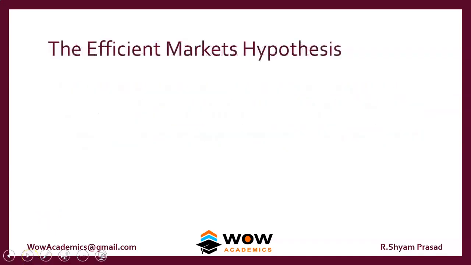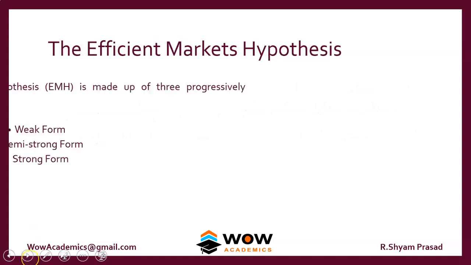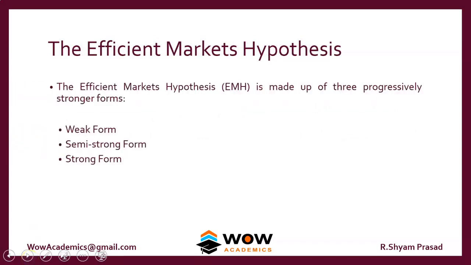There is something called the efficient market hypothesis. The efficient market hypothesis states that there are three forms of efficient markets. Together, all these three forms constitute the efficient market hypothesis. We'll discuss what these three forms are. The first one is called the weak form, the second the semi-strong form, and the third the strong form.